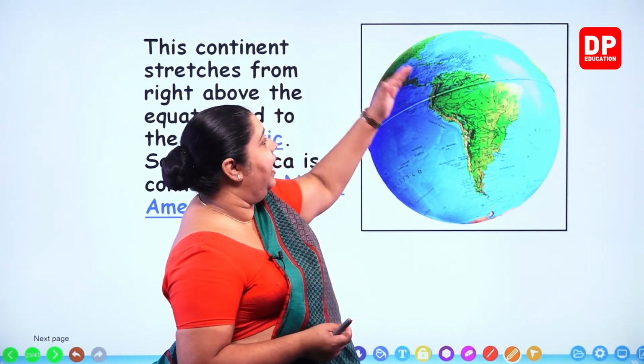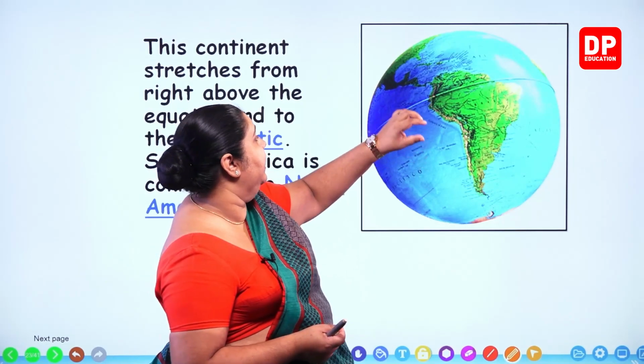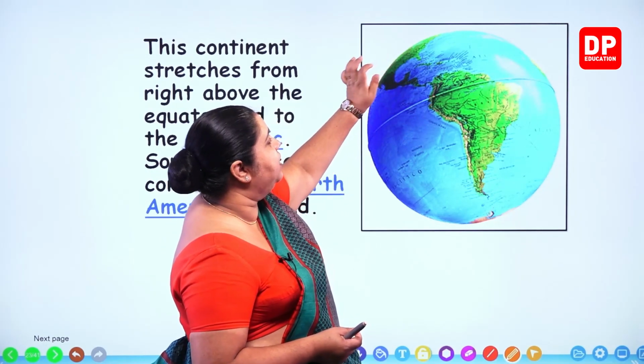North America and South America are connected by a small piece of land.